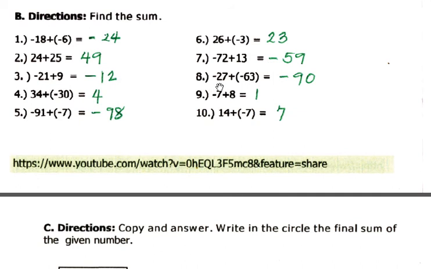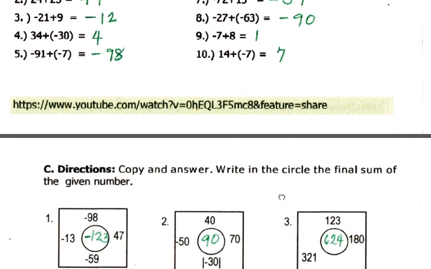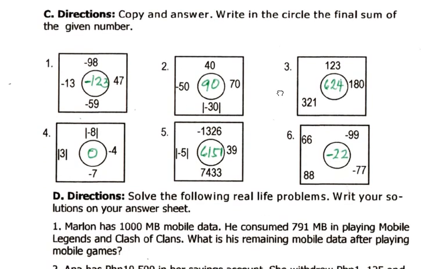Number 8, negative 27 plus negative 63. We have negative 90. Number 9, negative 7 plus 8. Well, it's 1. Then number 10, 14 plus negative 7. We have 7. Let's proceed with letter C.